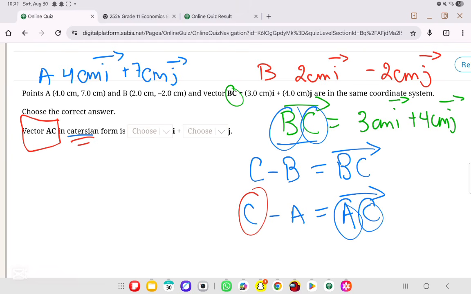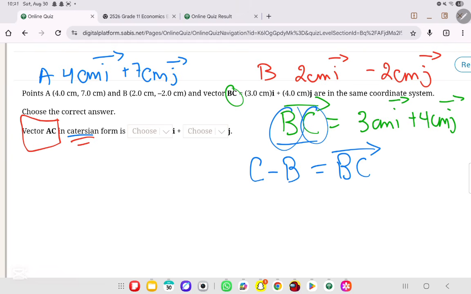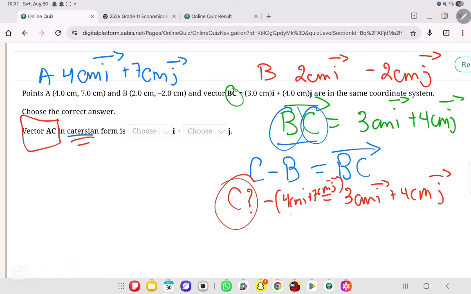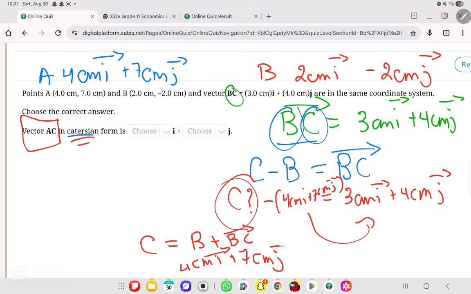Let's ignore this equation for 1 second. I have BC, which is 3 centimeter I plus 4 centimeter J. I also have B, which is 4 centimeter I plus 7 centimeter J, right? Now all I need to find is C. How do I find C? Very simply, I move this to the other side. So now C is equal to B plus BC, right? So now it's going to be 4 centimeter I plus 7 centimeter J, okay, plus 3 centimeter I plus 4 centimeter J, okay? Now, let's add everything together.